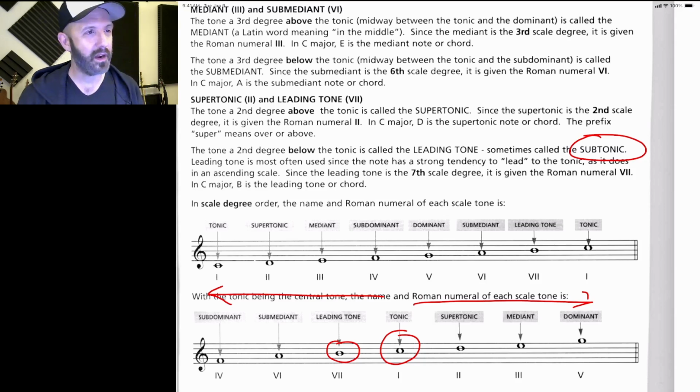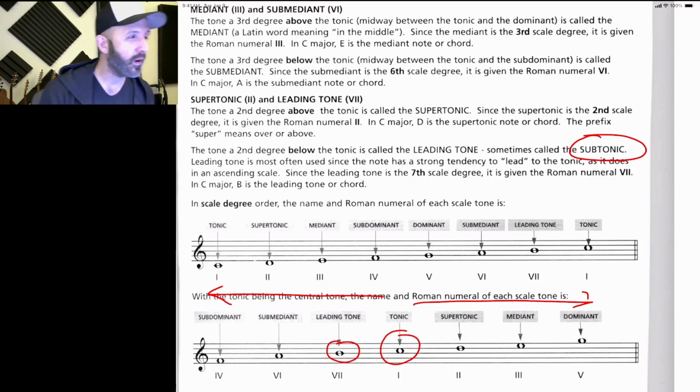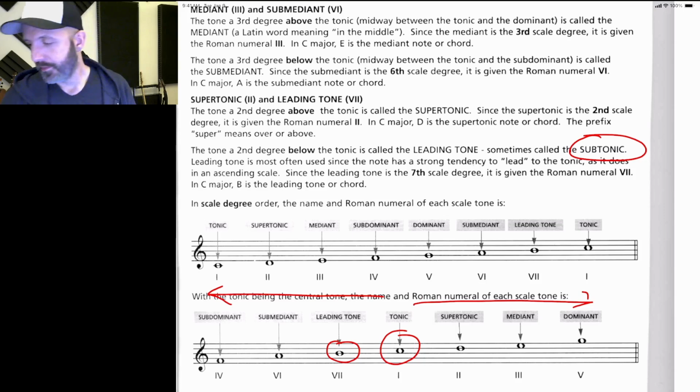All right, so that takes care of these. Very important to learn these terms. As I'm looking at your quiz, literally seven of the questions deal with these terms. So you're going to need to know them. All right, let's go on finally.